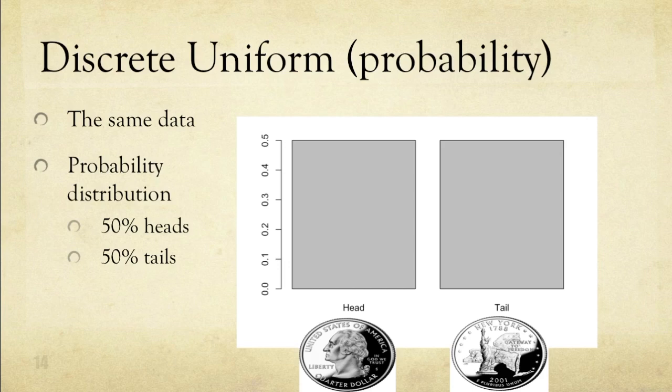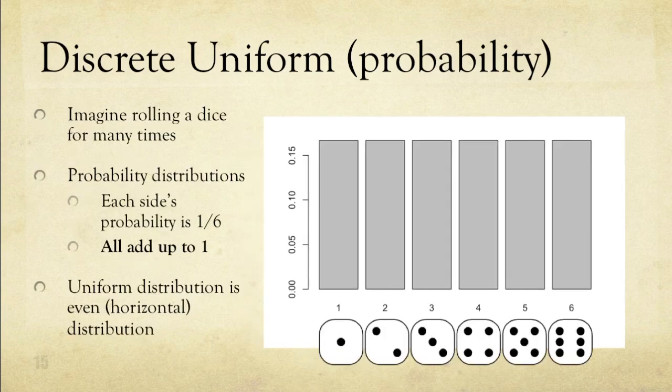For the sake of discussion, let's extend the binary case, head versus tail, to a larger number of exclusive outcomes. For example, imagine you roll a die many times. If you try sufficient times, all sides will eventually have an equal chance to appear. That is, each side from 1 to 6 has a probability of 1/6.